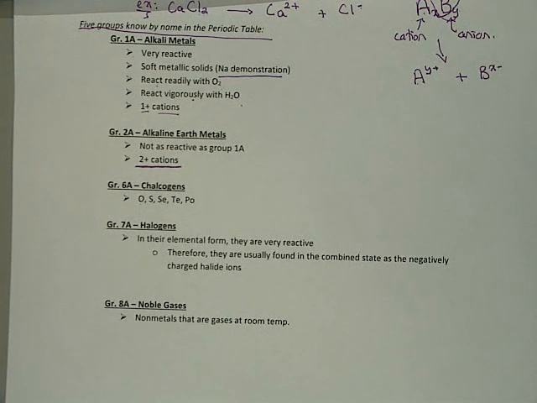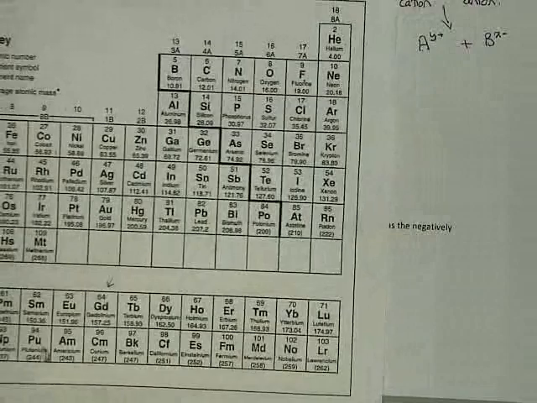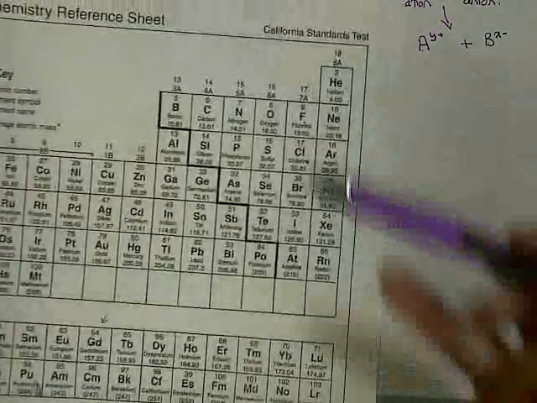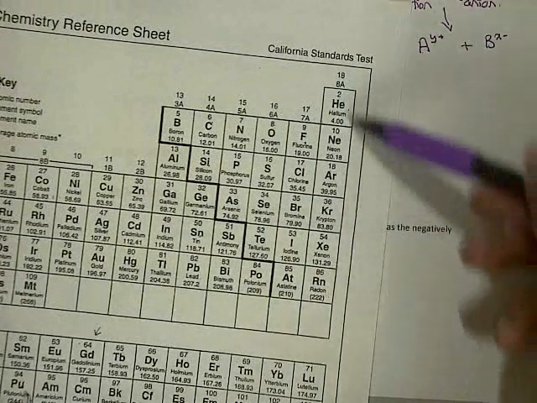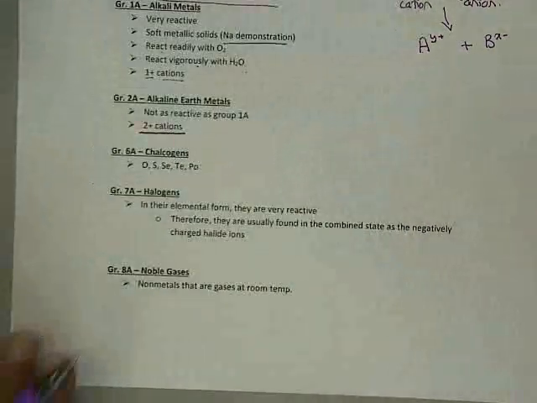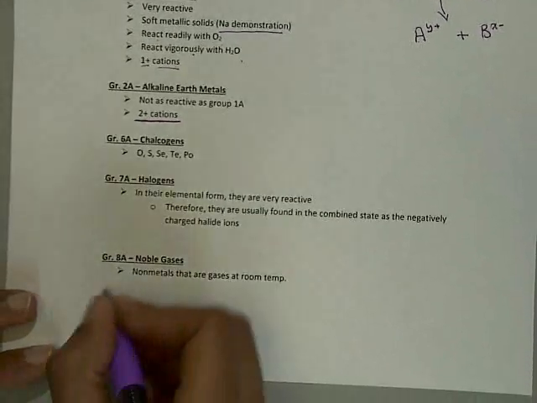Now, the last group that you should be familiar with is the noble gases, and we'll talk a lot about noble gases when we talk about the octet rule in lecture. Noble gases are group 8A, are these gases here. They're all gases, they're nonmetals, and they're gases at room temperature.